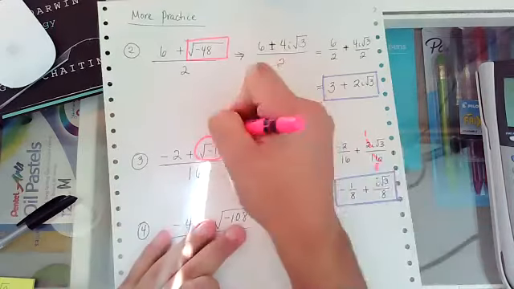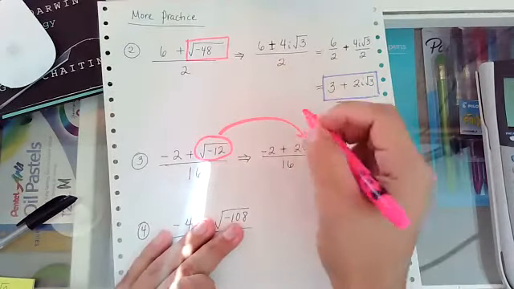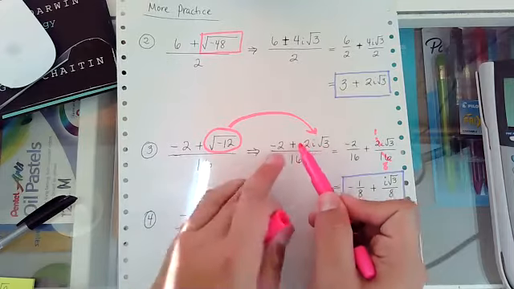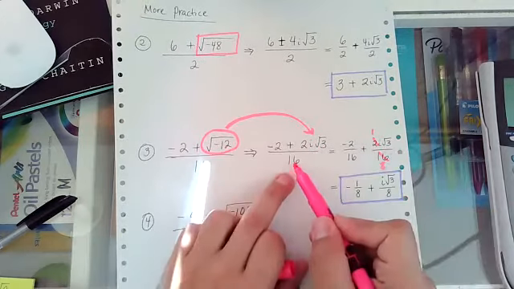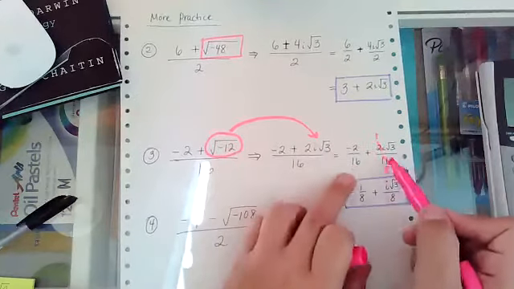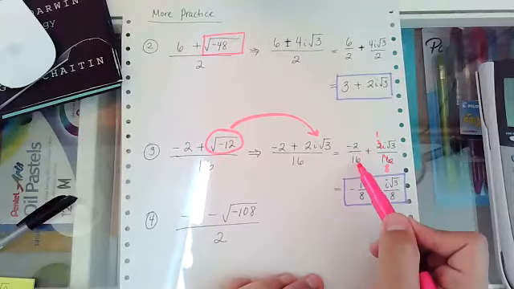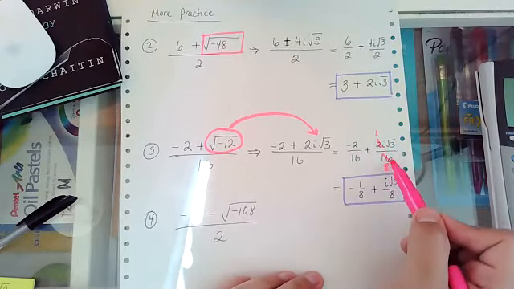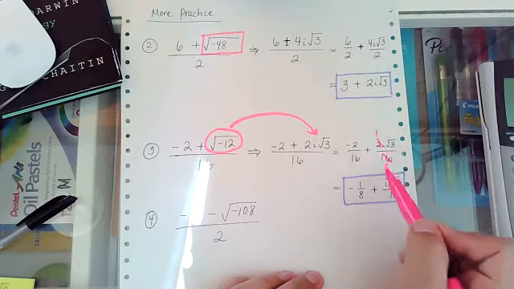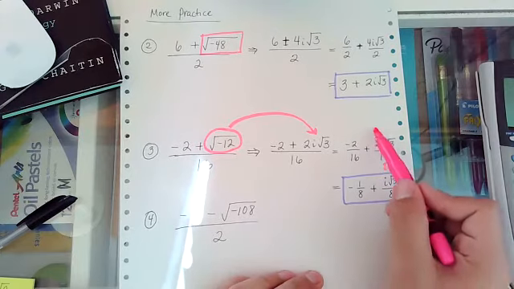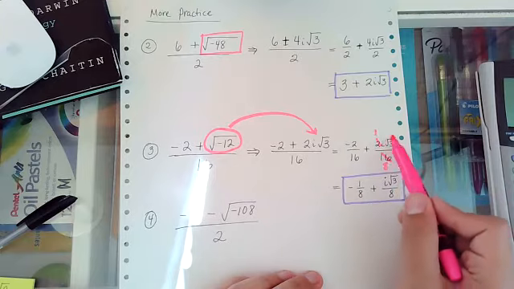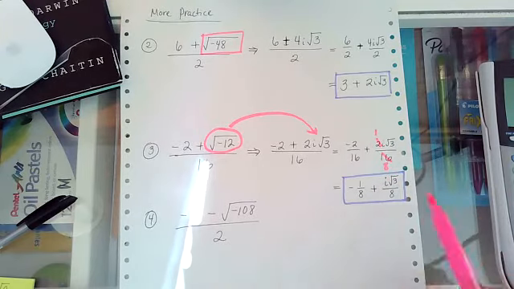That simplifies into 2i root 3. And then once we've done that, we can split our fraction apart, keeping that same denominator, and then reduce the fraction. So negative 2 over 16 is the same thing as negative 1/8. And then the 2 over 16 here also simplifies into 1 over 8. But if you multiply 1 times i root 3, multiplying by 1 does not change the value of the numerator. So we're just going to leave it as i root 3.